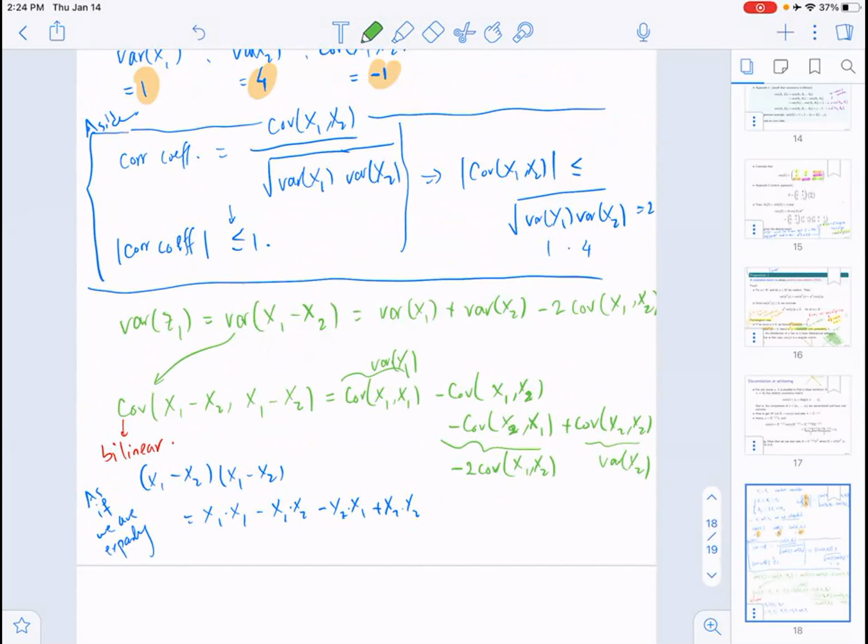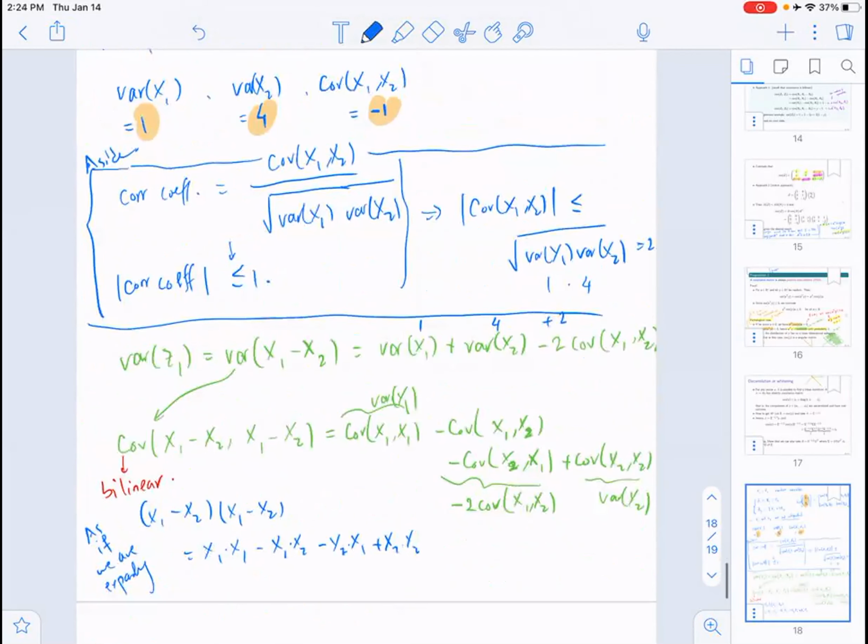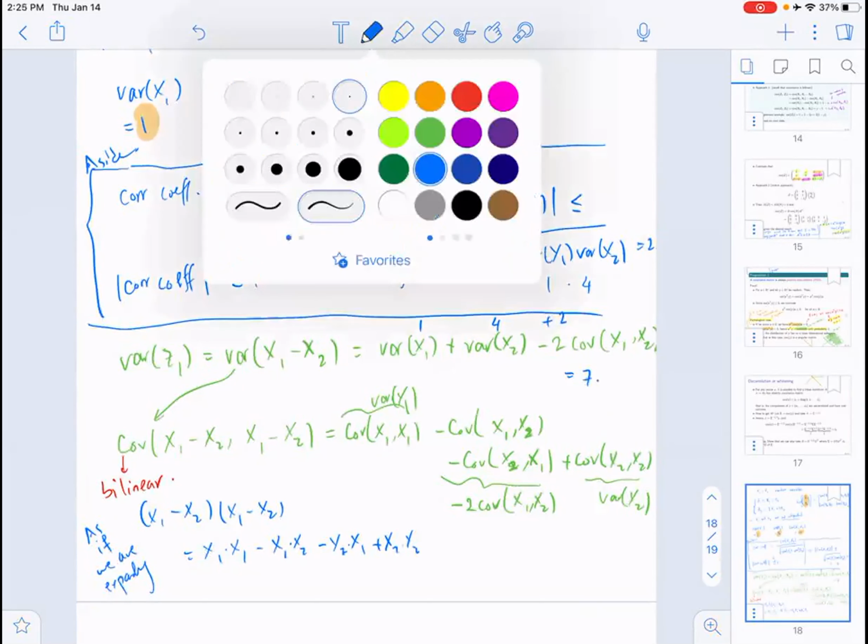So this would give me 1, and then this is 4. This is going to be plus 2. So we get 7. So the result would be, if I haven't made a mistake, 7. Okay, is this clear to people? This operation? Yeah, it's clear, and that's just a property of covariance being bilinear. Yes, that's a property of the covariance operator that acts on two random variables.